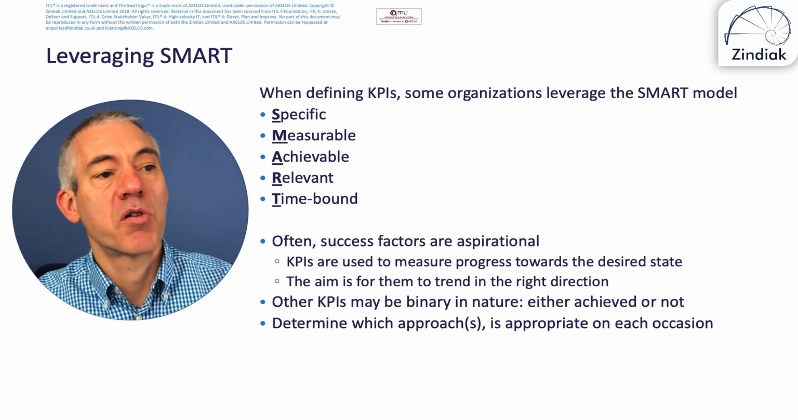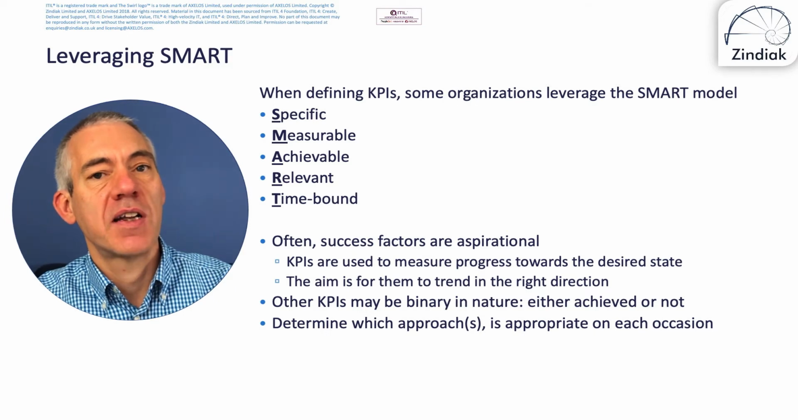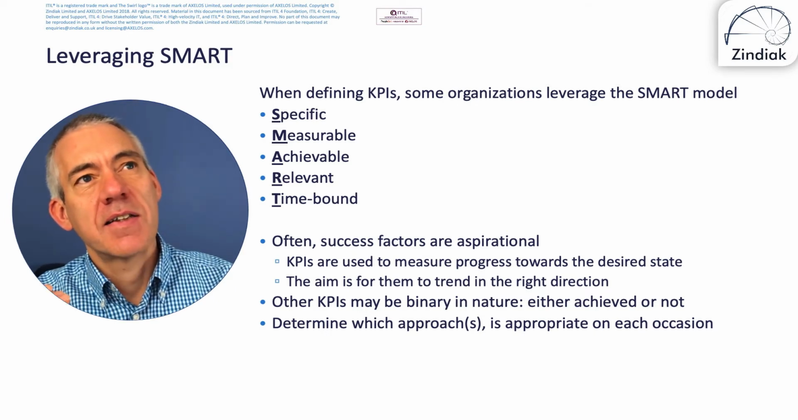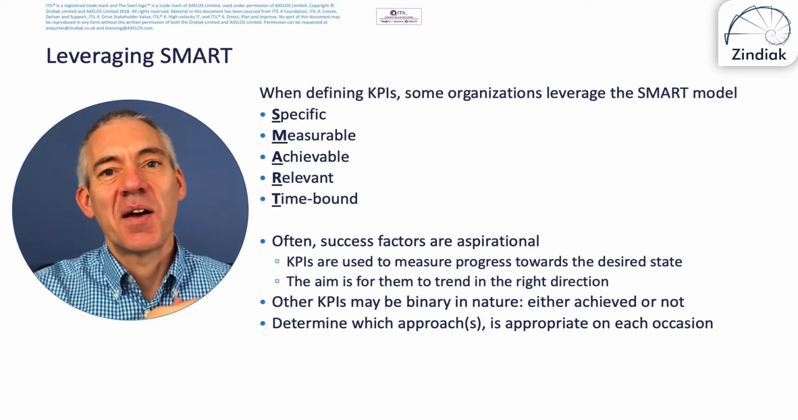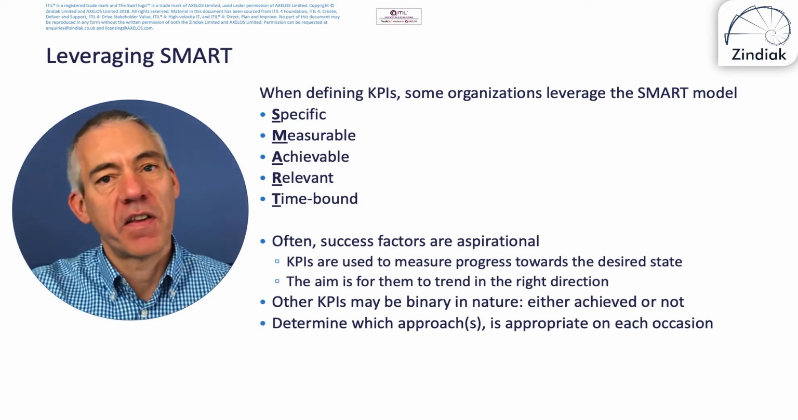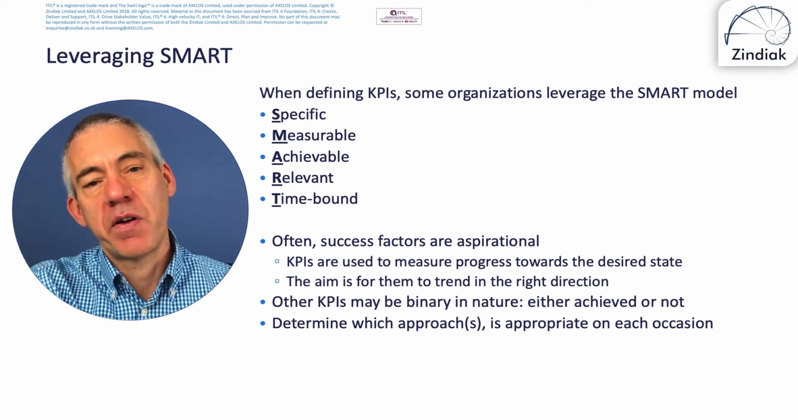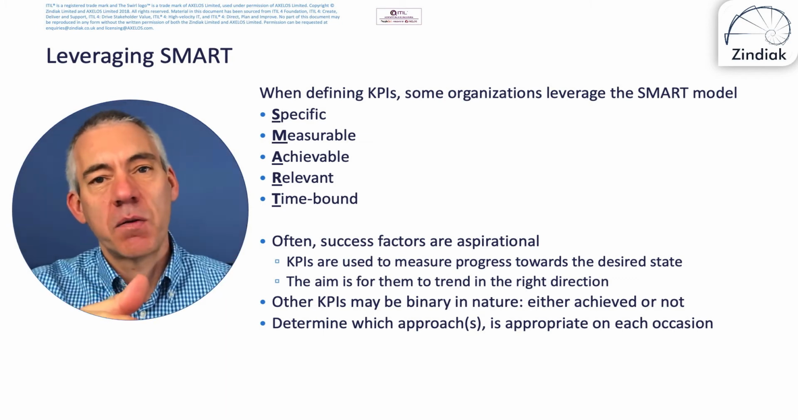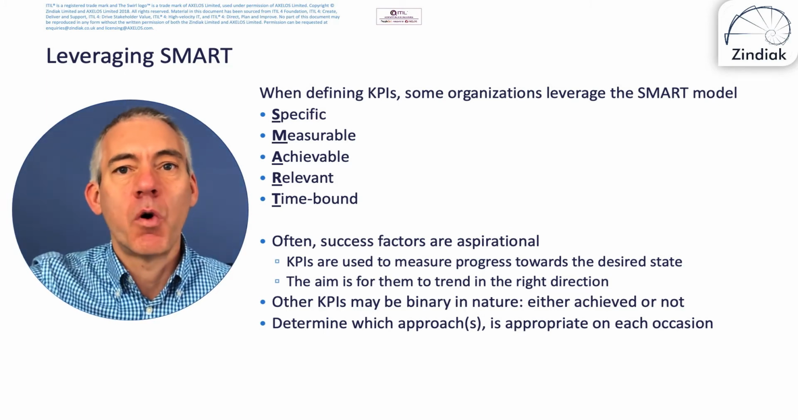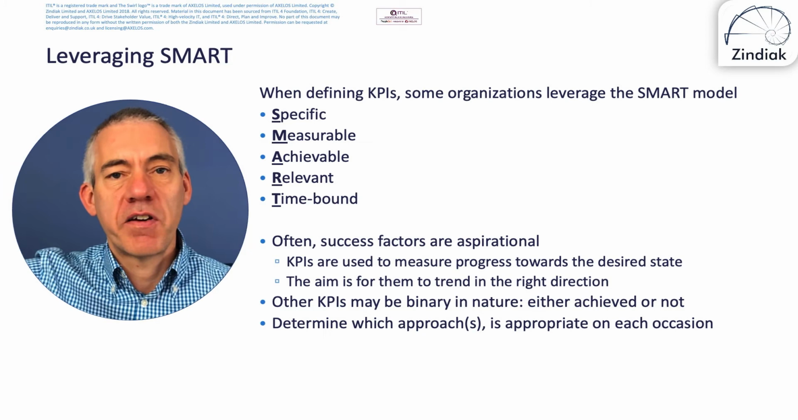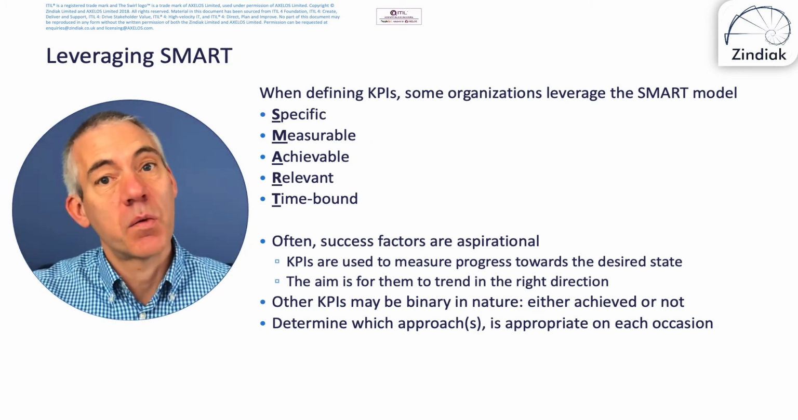KPIs are used to measure progress towards that desired state. The aim is for them to trend in the right direction. And trends are really good, but do remember that the rate of change will change. So you won't just get a straight line and follow that straight line forever. You'll have periods where you'll flatten out and then you'll have a big improvement. So whether you're trying to get your line to go up and it goes up wavy, or you're trying to get your line to go down and it goes down wavy.